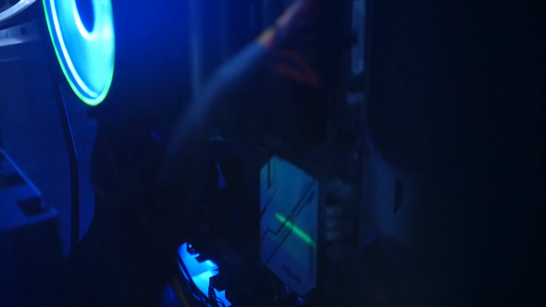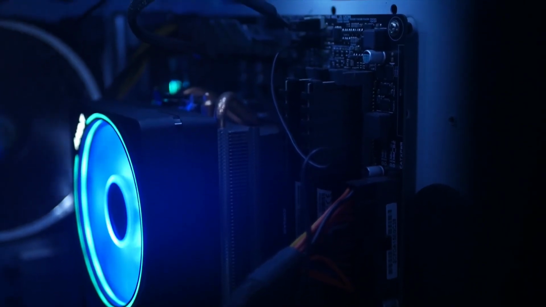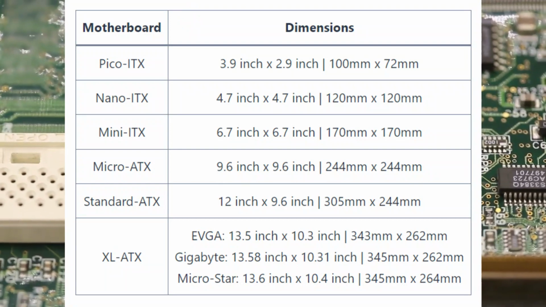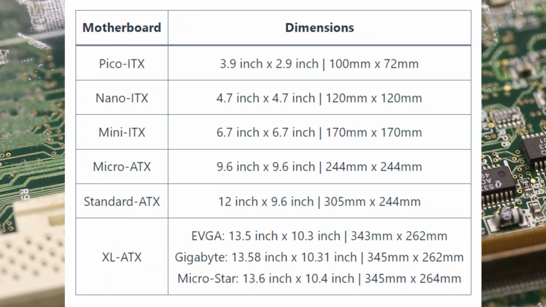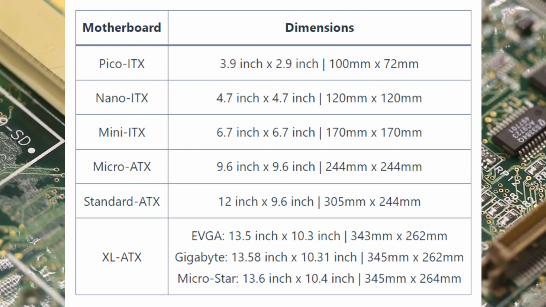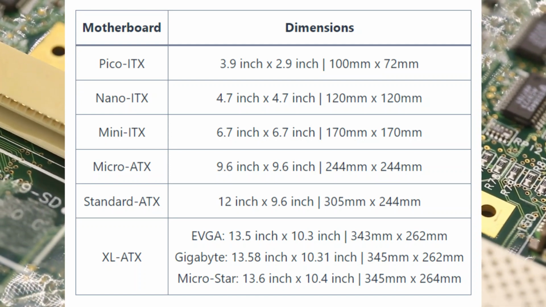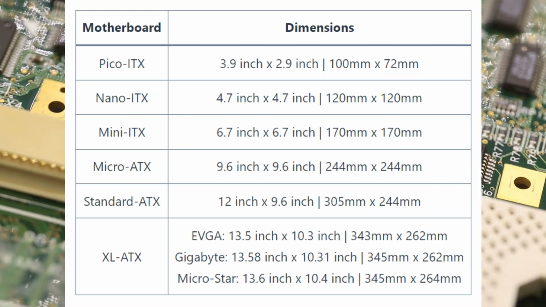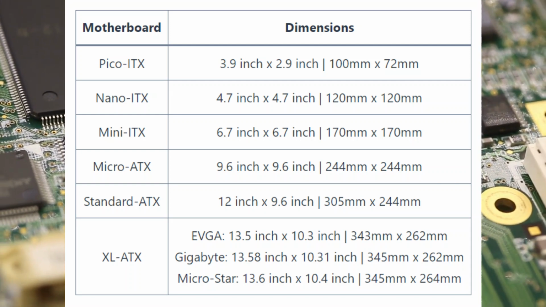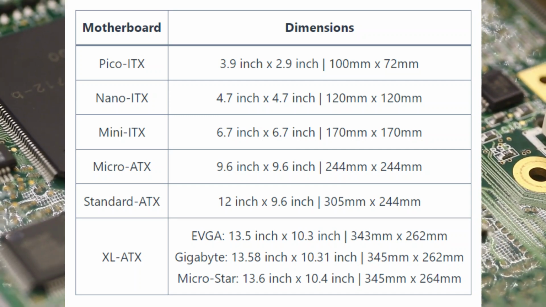Motherboard dimensions. Pico ITX 3.9 inch x 2.9 inch, 100 mm x 72 mm. Nano ITX 4.7 inch x 4.7 inch, 120 mm x 120 mm. Mini ITX 6.7 inch x 6.7 inch, 170 mm x 170 mm. Micro ATX 9.6 inch x 9.6 inch, 244 mm x 244 mm.